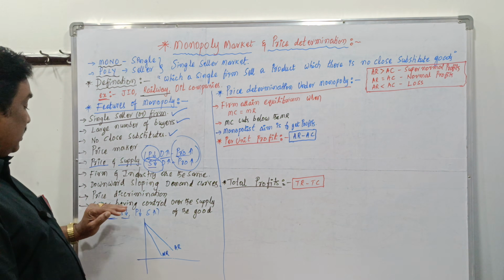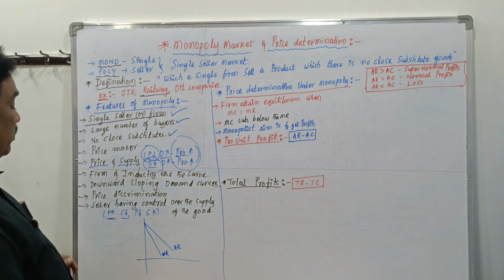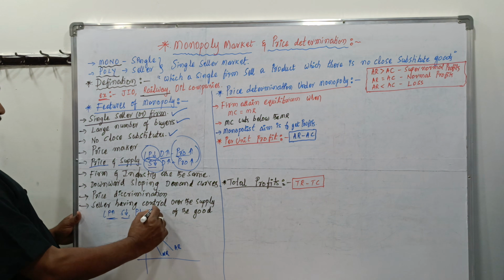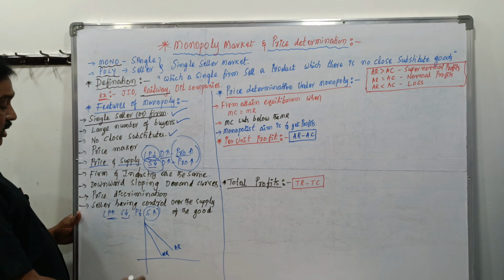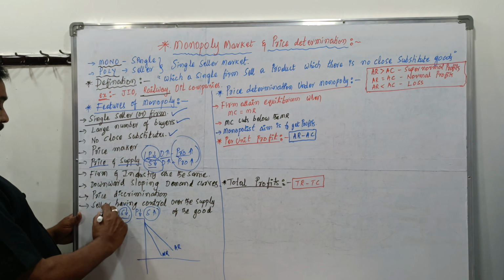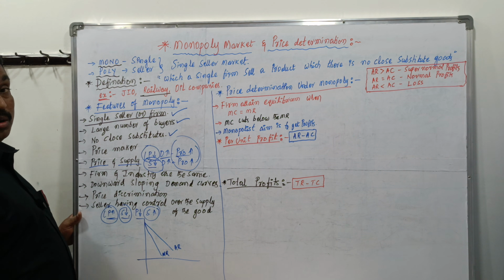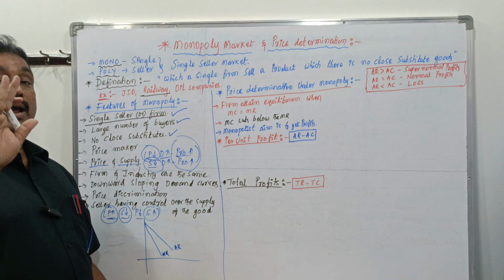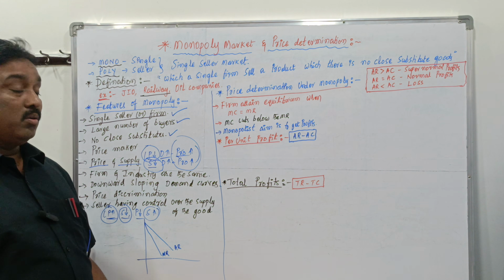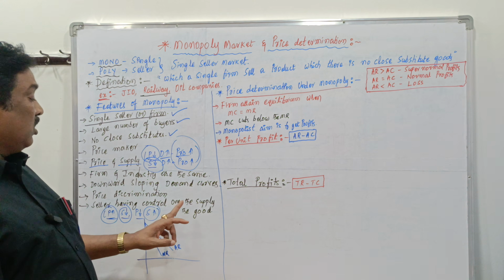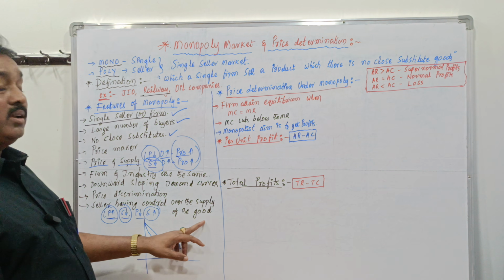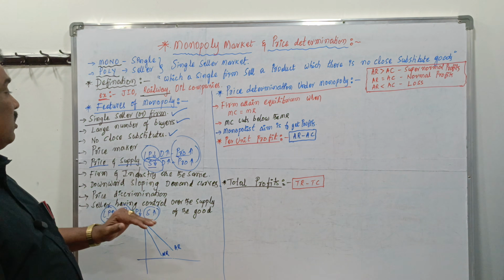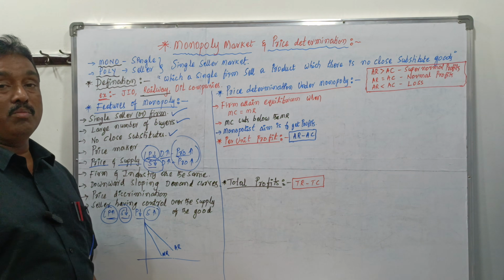But here the seller has control over the supply only. If you want to increase the supply, you can reduce the price of the commodity. If you want to decrease the supply of the good, you should increase the price of the good. But at a time, the seller does not control both price and supply. Only the seller has control over the supply of the good. So these are the features of the monopoly market.